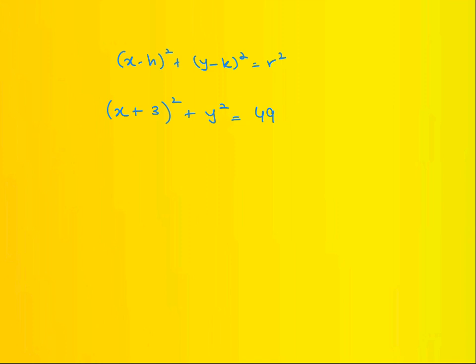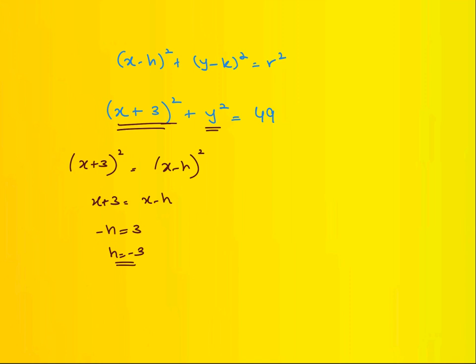Now in this circle what we have is (x plus 3) and y. So if I compare (x plus 3) whole square to (x minus h) whole square, what I get is x plus 3 is equal to x minus h. Hence minus h is 3. Therefore h is minus 3. Just be careful with the signs. In the standard form, I have a minus sign, but here it's a plus 3. So it actually means minus h is plus 3. Hence h is minus 3.